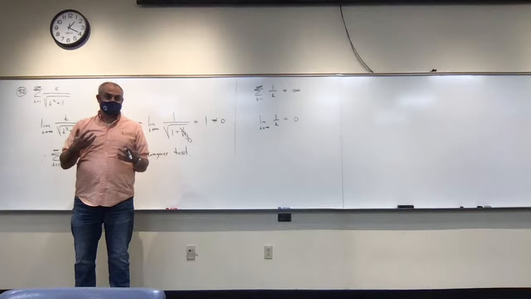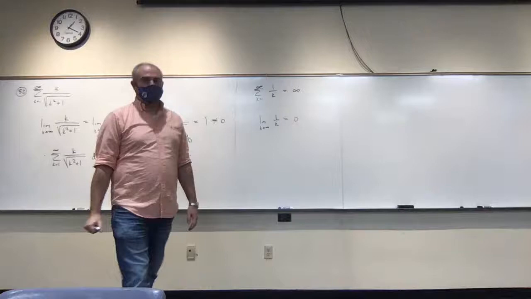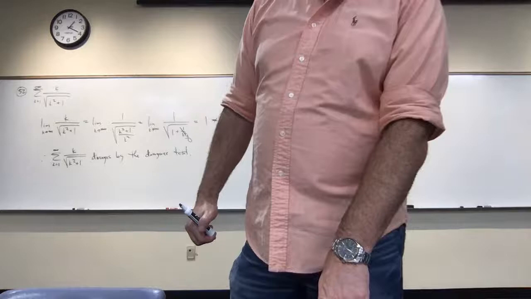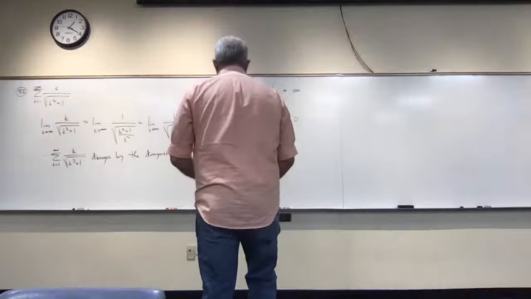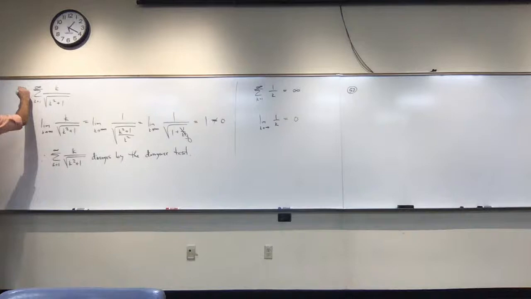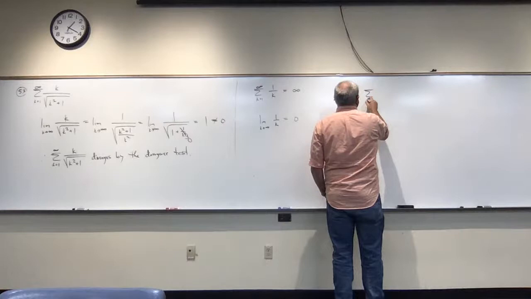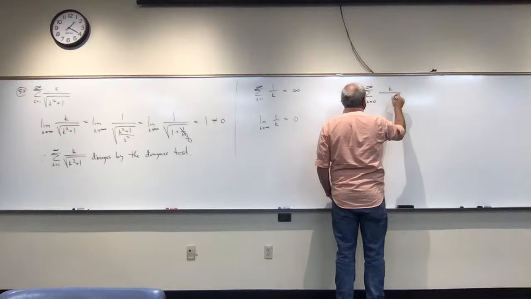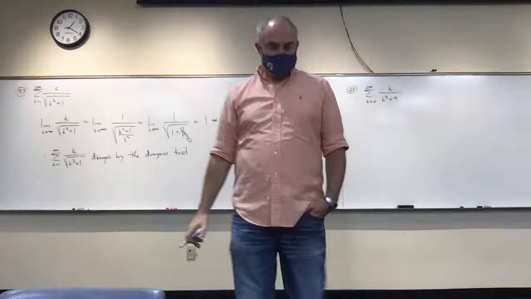Does that make sense? Okay, somebody asked about number 52, so let me do that one as well. So 52, we have sum k going from 0 to infinity of 10 over k squared plus 9. Oh, this was 53, sorry. 52 was the sum k going from 0 to infinity of k over, was it k squared plus 9? Does that seem right? Oh no, it's 10 over k squared plus 9.